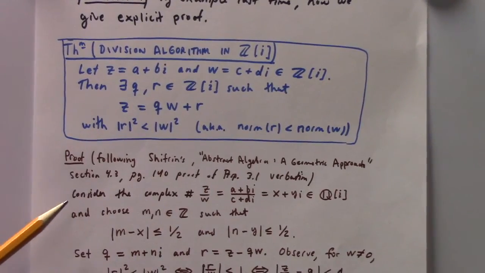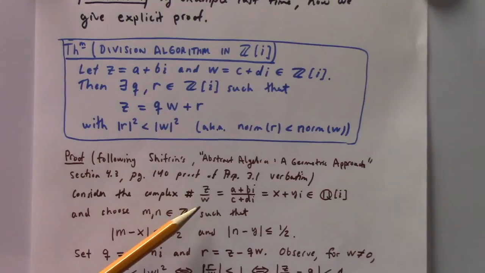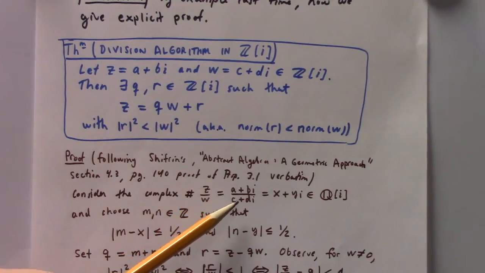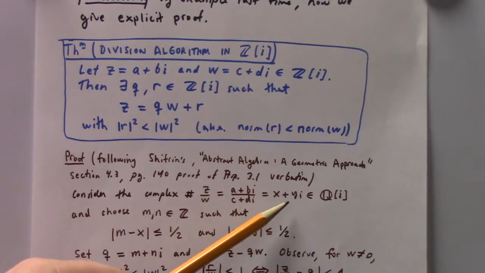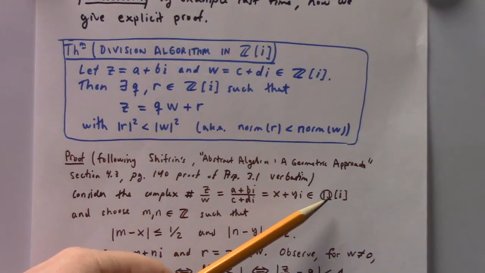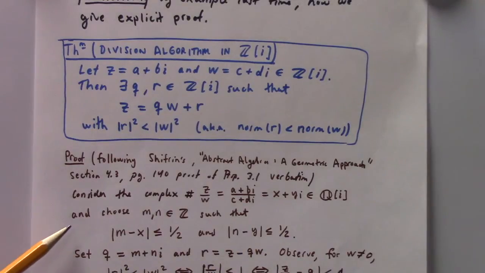So here we go. Consider the complex number z over w. That would be a plus bi over c plus di. Well, that's going to give you some x and y, which are rational numbers, x plus yi, of course, that makes it the rational numbers adjoin i. Then you can choose integers m and n such that you're within a half a unit of x and within a half a unit of y. It's fairly obvious geometrically that you can do that if you just think about the integer lattice. There should always be something closest. We actually looked at examples of that last time.